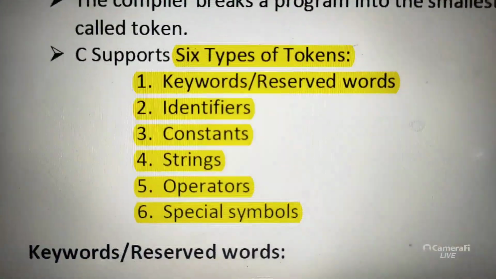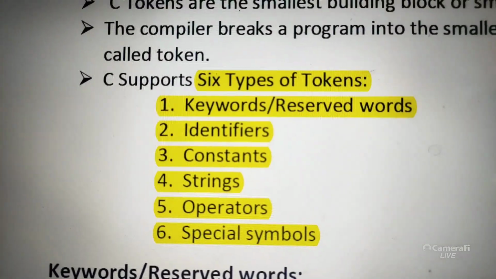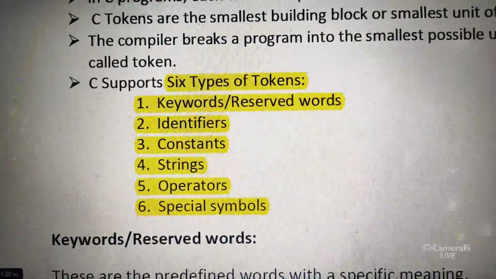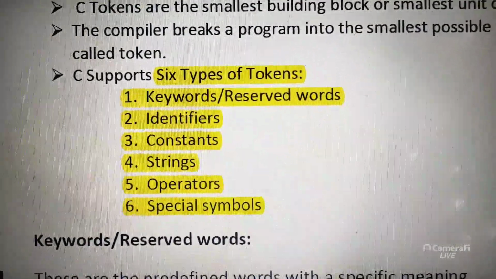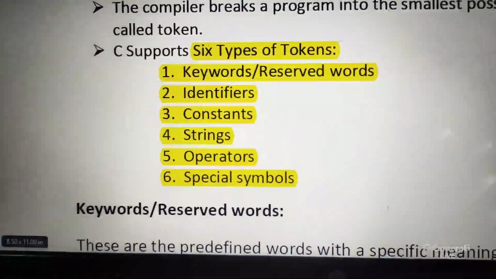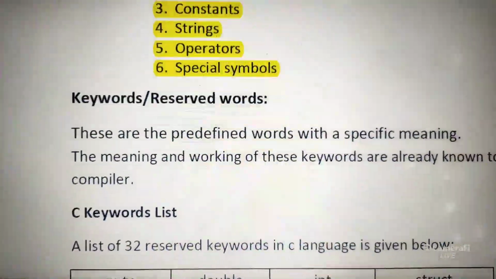So we have 6 types of tokens. These 6 will be used within the program. Okay, what is the first type of token? Keywords or reserved words. Second, identifiers. Third, constants. Fourth, strings. Fifth, operators. Sixth, special symbols. Okay, let us see.